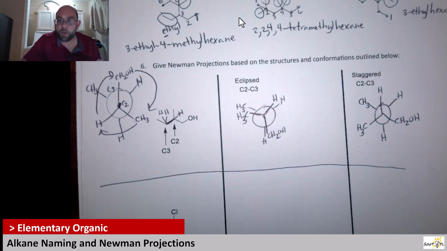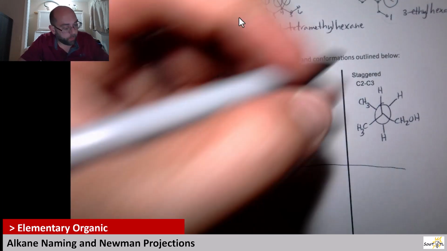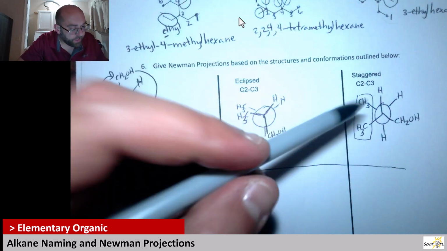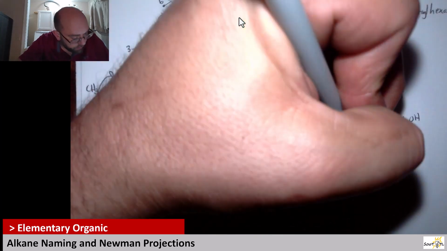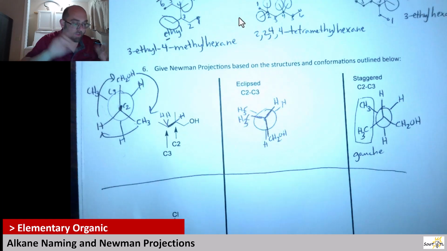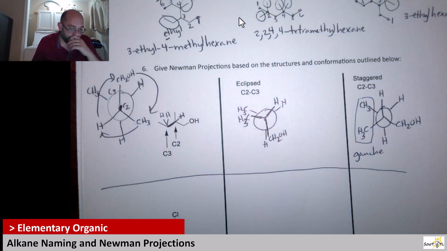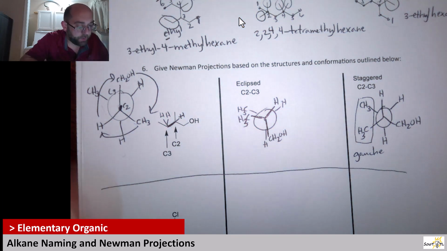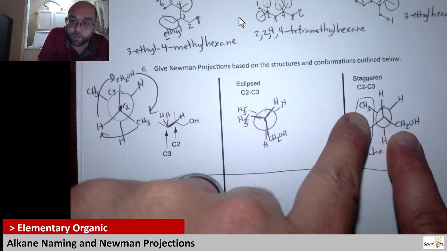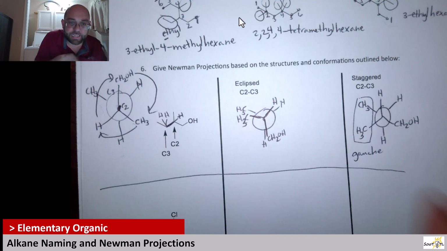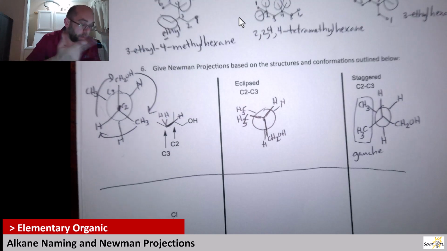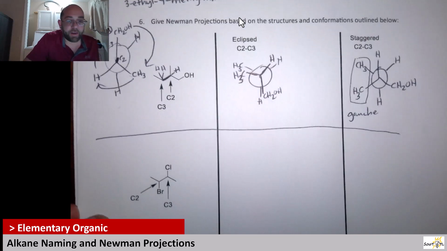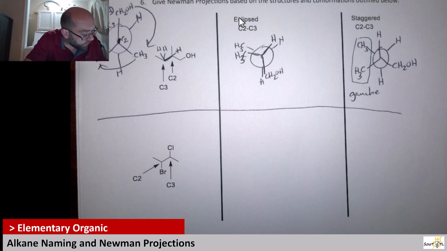Okay, and then one other interesting thing to talk about would be this interaction right here. These two methyls are 60 degrees apart from each other, so this is called gauche. Okay, that's a very special interaction. And then if you looked at this methyl and that CH2OH, those two are what you call anti from one another. They're 180 degrees away, as far apart from each other as they can get. So we call that anti.